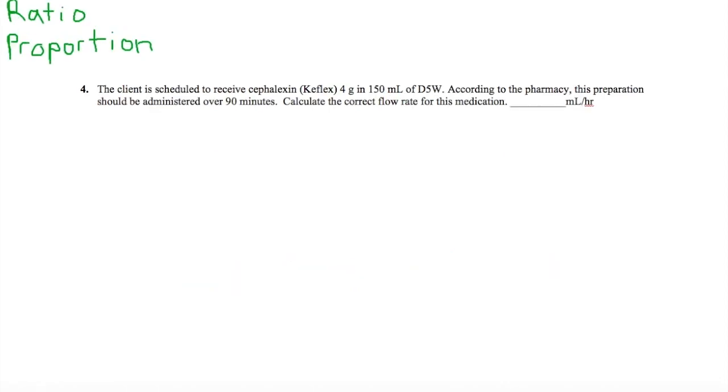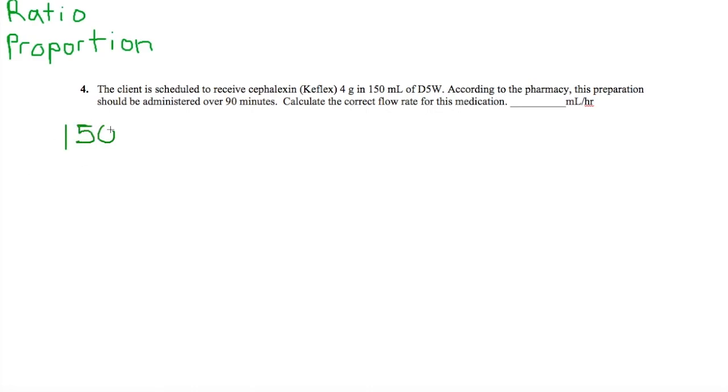Problem number 4, the client is scheduled to receive cephalexin 4 grams in 150 mils of D5W. According to the pharmacy, this preparation should be infused over 90 minutes. Calculate the correct flow rate for this medication. We are looking for mils per hour. This would be a good place to pause if you would like to try and solve this problem on your own before I work it out.